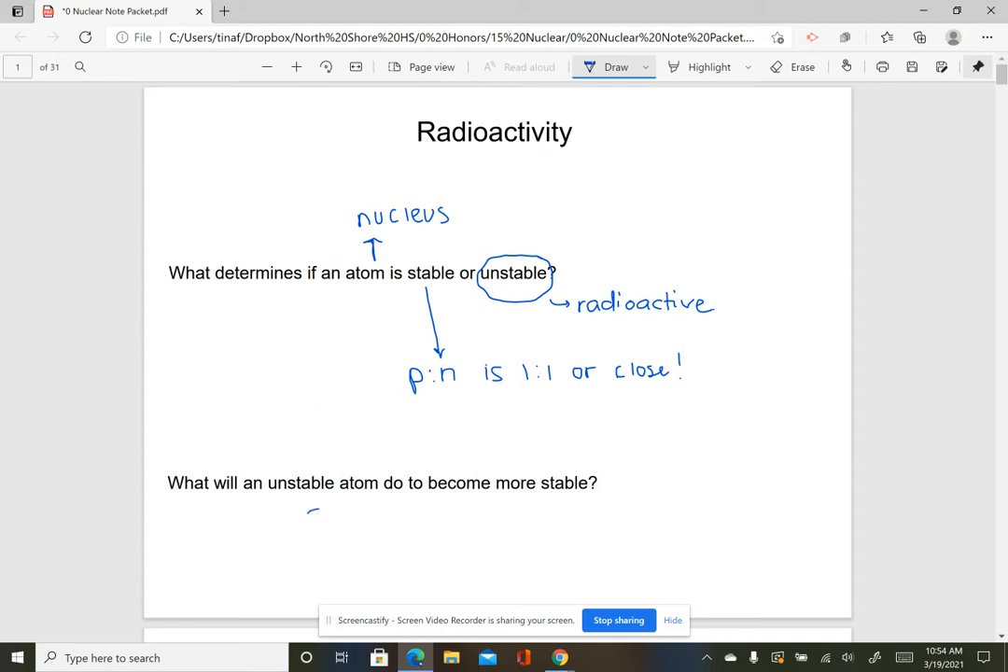And what it's going to do is it's going to decay. That's what we call it. And what decaying means is that your nucleus is going to emit, or get rid of, particles. And if the nucleus is changing its number of particles, then the atom is actually going to change into a new element, which is something pretty cool because we've never seen this before, guys.